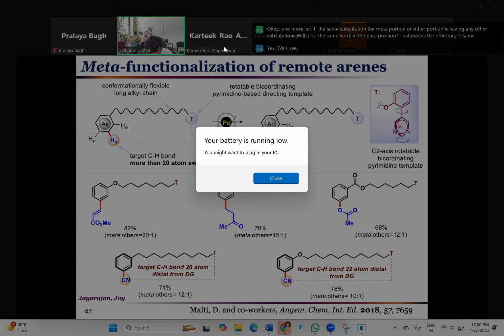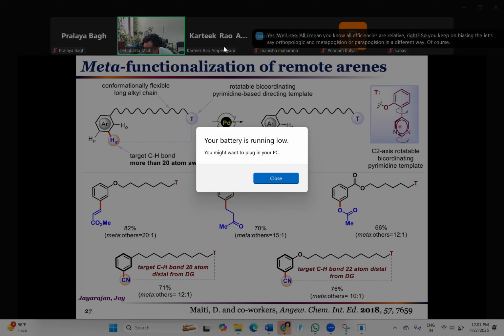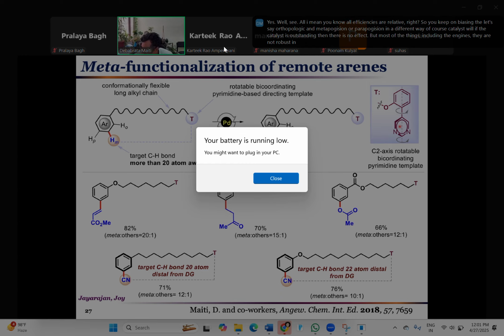all efficiencies are relative, right? So you keep on biasing the, let's say, ortho position, meta position, or para position in a different way. Of course, if the catalyst is outstanding, then there is no effect. But most of the things, including the enzymes, are not robust in a way they can do the same way everything, every substrate, right? There will be retardation, or there will be discrimination, so to speak, by the catalyst.